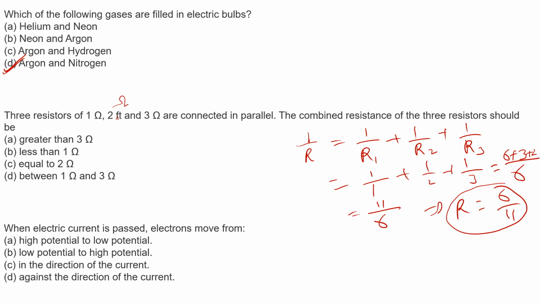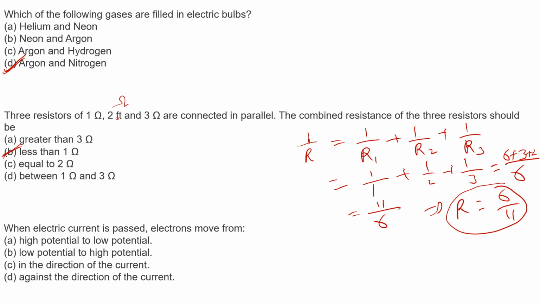So always remember that the net resistance in a parallel configuration is always less than the minimum resistance used in that configuration, right? So option B is correct here. That's the trick: whenever you use a parallel configuration, the net effective resistance is always less than the minimum resistance used in that configuration.